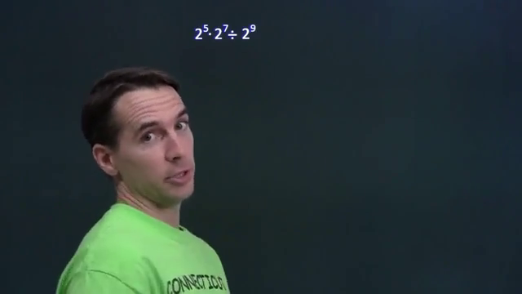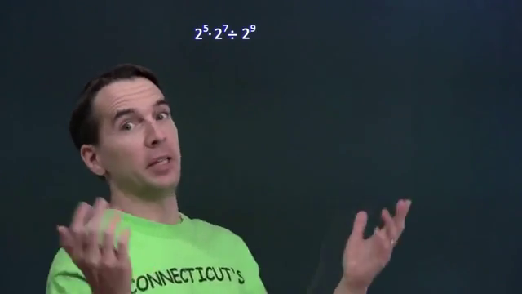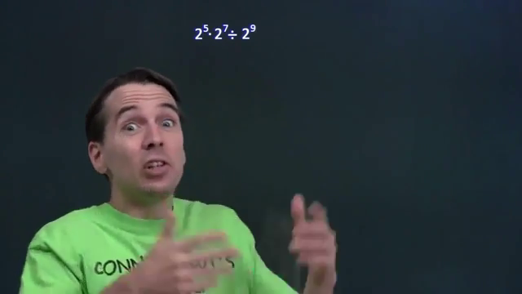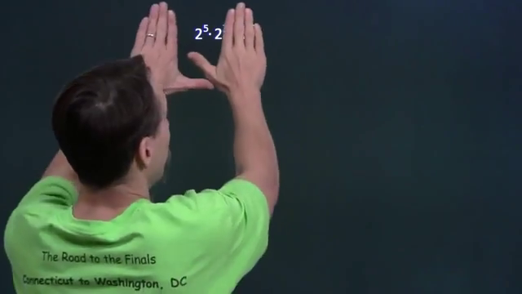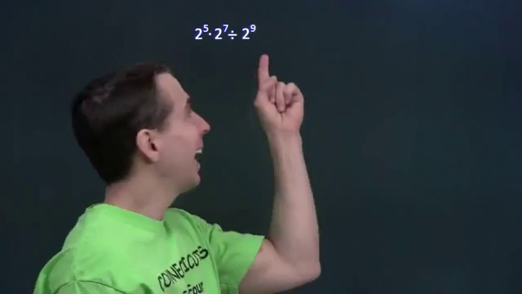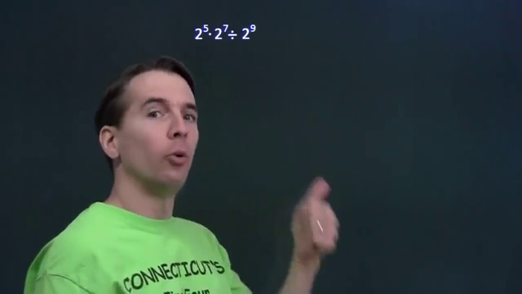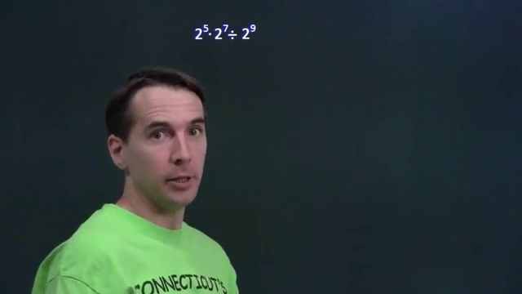This is ridiculous. 2 to the 5th is a big number. 2 to the 7th is even larger. And 2 to the 9th is even larger than that. And as much as I hate multiplying two large numbers, I hate dividing by large numbers even more. So you know the drill. We're going to find something smart to do here.